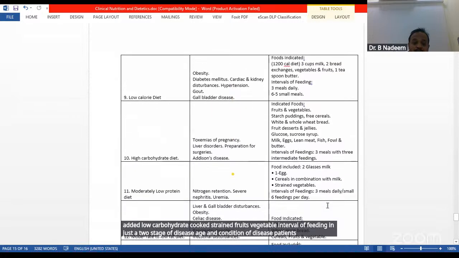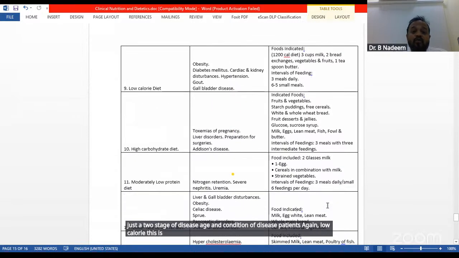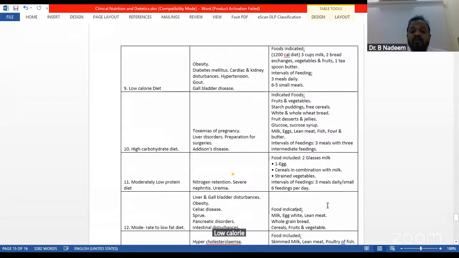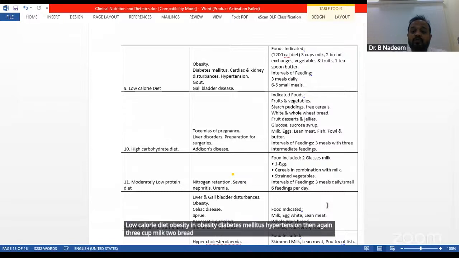Again, low calorie diet. This is the last slide. Low calorie diet, for obesity, diabetes mellitus, hypertension. Then again, 3 cups milk, 2 bread exchanges, vegetable, fruit, 1 teaspoon butter. And again, 3 meals daily, or 5 to 6 small meals.